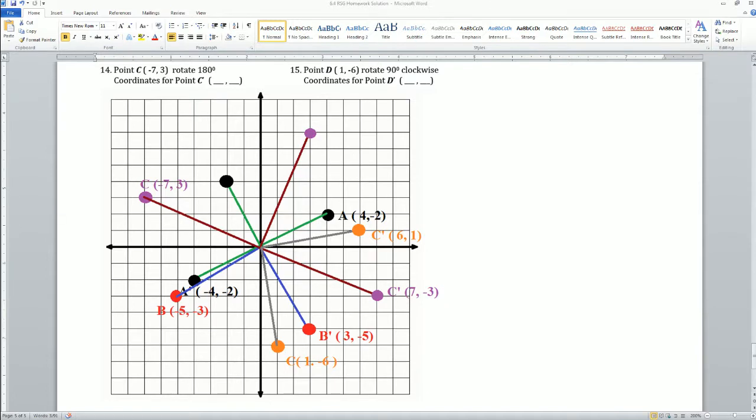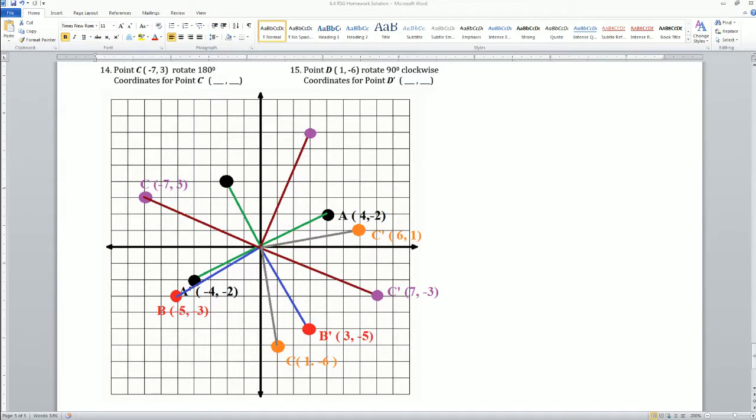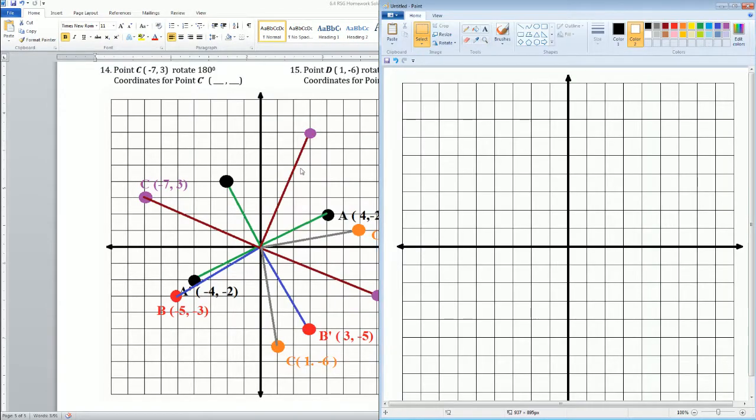Give me a second while I set it up in Paint, and then we'll go from there. Again, pause the video if you would like to see it done. All right, good. Okay, so here I have Paint.